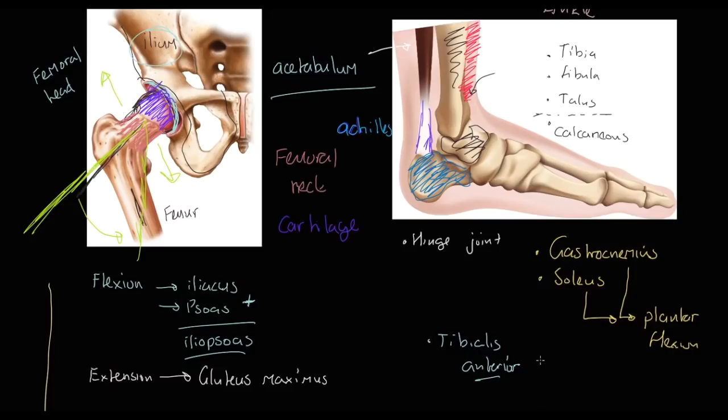It inserts on the big toe. Okay, so it inserts on the big toe. I'm not going to get into technical names of the toes here, but we're just going to say it inserts onto the big toe. And what that does is when that muscle contracts, it brings the foot upwards. And of course, that's what we refer to as dorsiflexion.